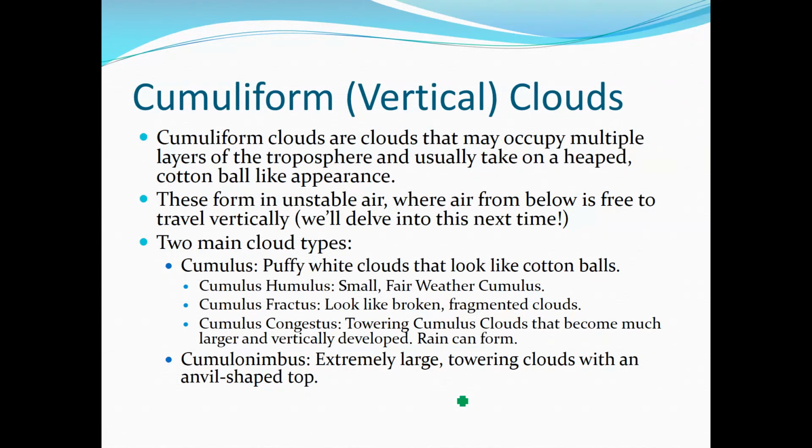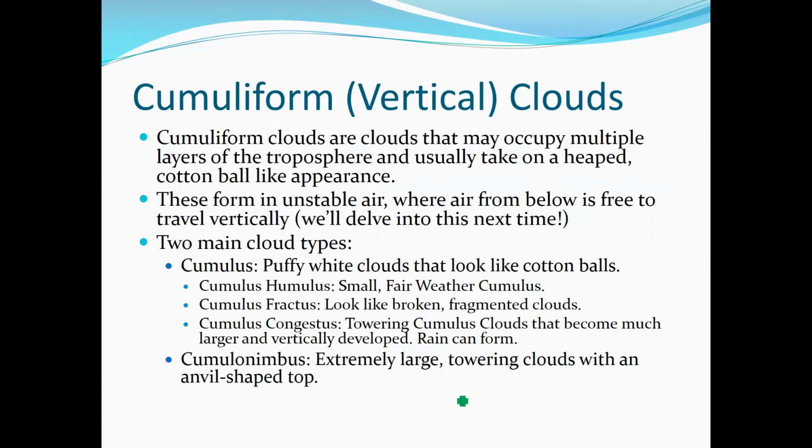The last type of cloud I'm going to talk about before I get into fog are cumuliform clouds. These are that fourth category. These are clouds that can span multiple layers. They can span the lower troposphere, the middle troposphere, and the top troposphere. And these look like heaped cotton balls. These form when air is allowed to rise. And if the atmosphere is unstable, this air can actually rise very high. And the higher it gets, the taller these clouds become.